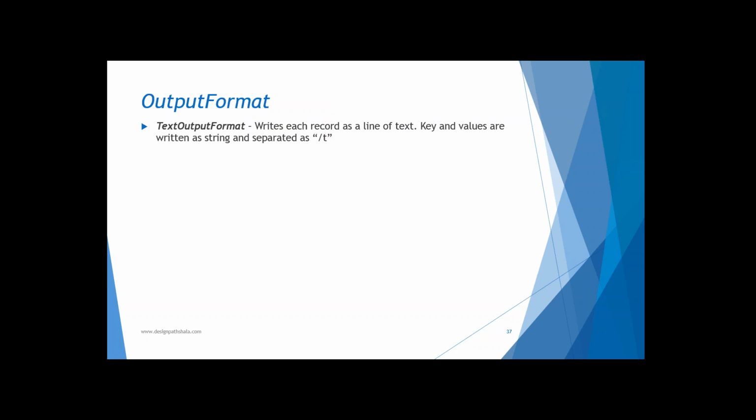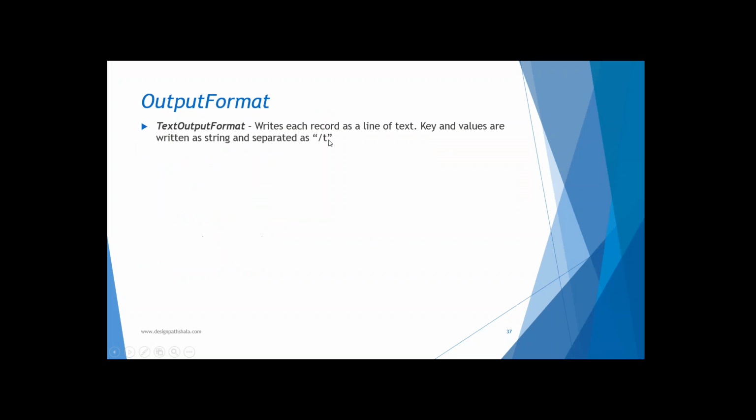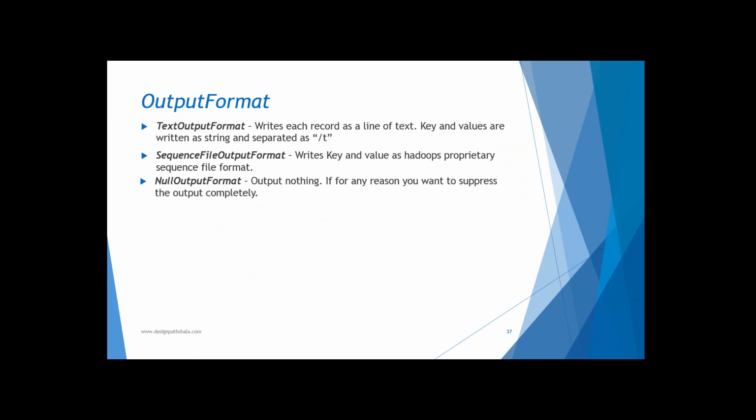Similar to input formats, there is a text output format class, which is the default one, which is taken care of over here, and that's the reason keys and values are separated by slash tab. If you wanted to separate them by comma or something, we could have changed the separator, or we could have used some other class. Sequence file output format class, we'll talk about sequence files later. Null output is if you want to suppress the output of the reducer due to some particular scenario, you can use this class.